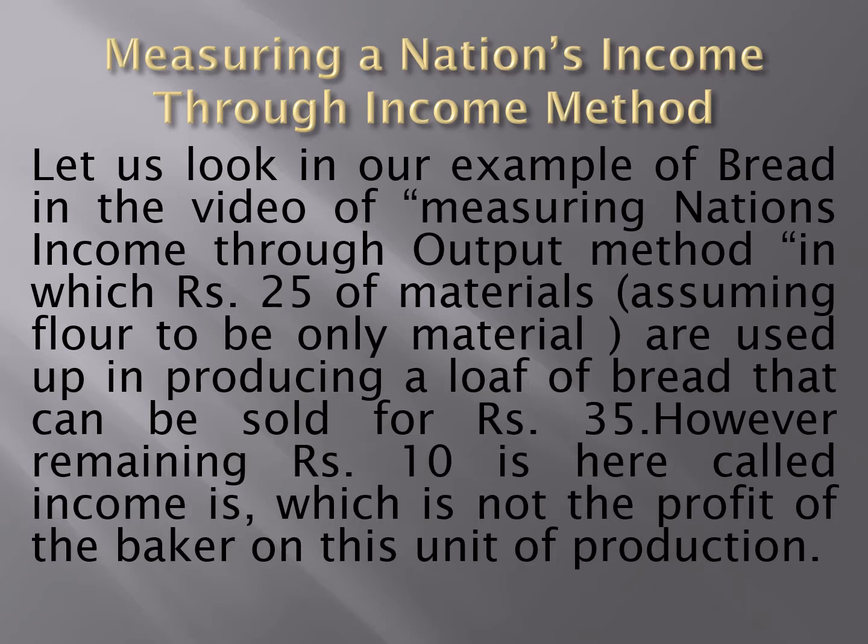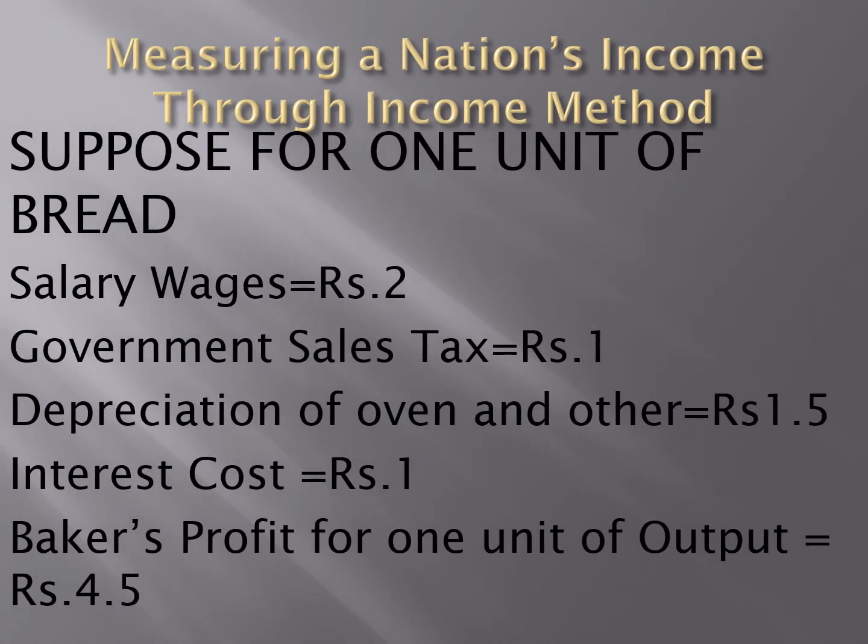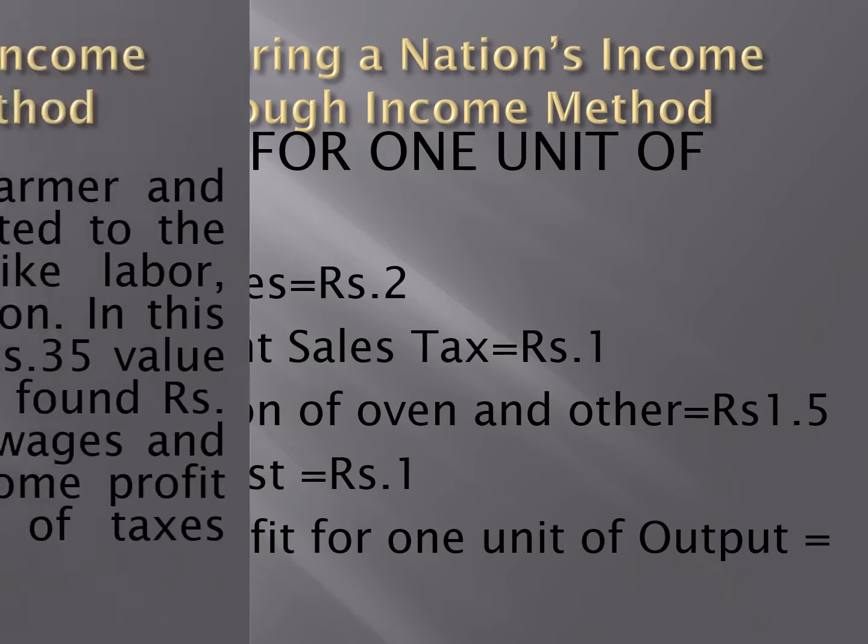However, the remaining rupees 10 is here called income, which is not the profit of the baker on this unit of production. Suppose for 1 unit of bread, salary and wage is equal to rupees 2, government sales tax is equal to rupees 1, depreciation of oven and other equipment is equal to rupees 1.5, interest cost is equal to rupees 1, and the baker's profit for 1 unit of output is equal to rupees 4.5.